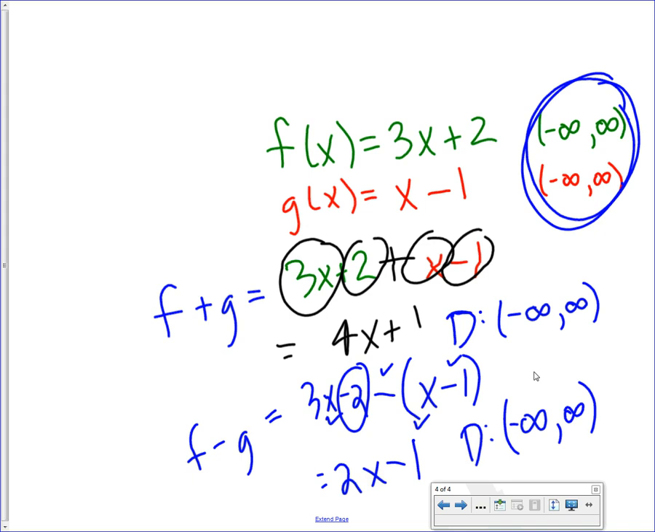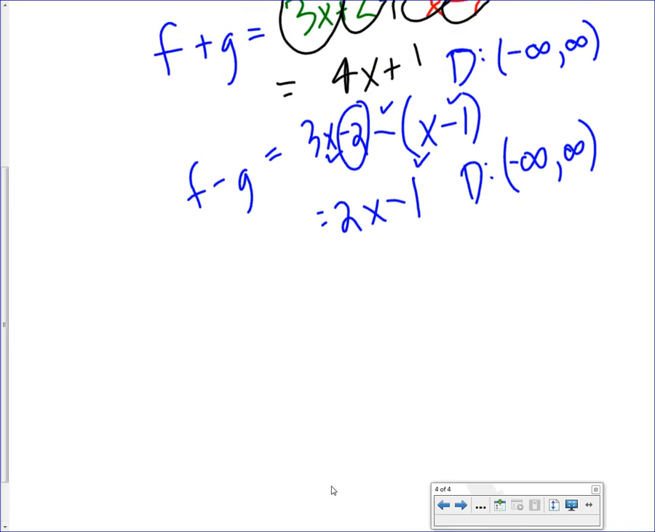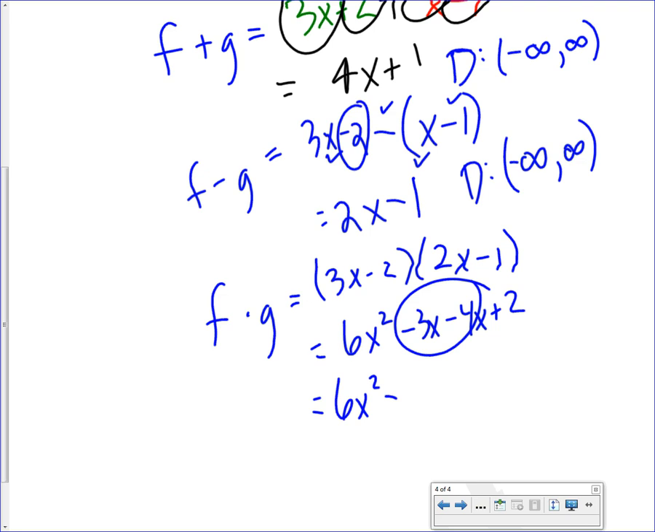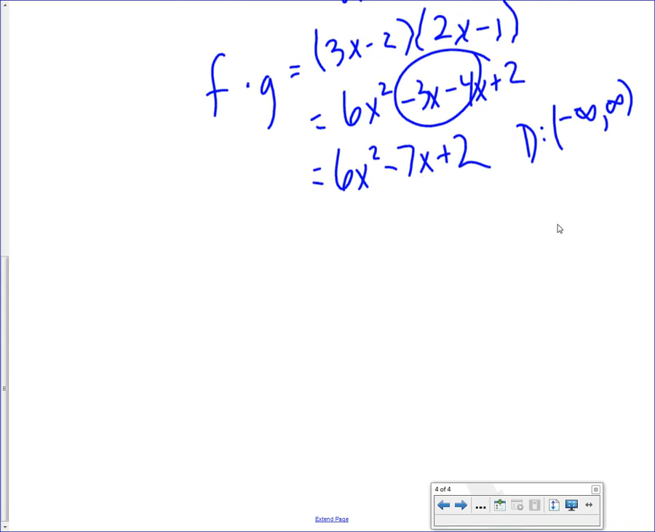Okay, I'm going to continue likewise with product and quotient. So if I were to multiply f and g, f times g, I have 3x plus 2 times x minus 1. I'm going to FOIL this out, and I'm going to get 3x squared minus 3x plus 2x minus 2. Combine those like terms. And the domain, again, is where they overlap. So the domain is still all real numbers. All right, and then the last one, the only one that's a little bit different with domain is the quotient. So I'm going to do f divided by g.